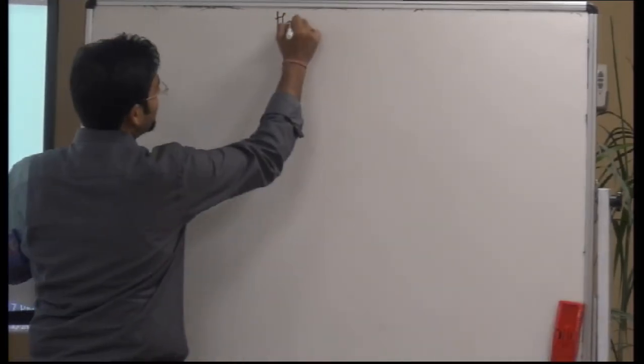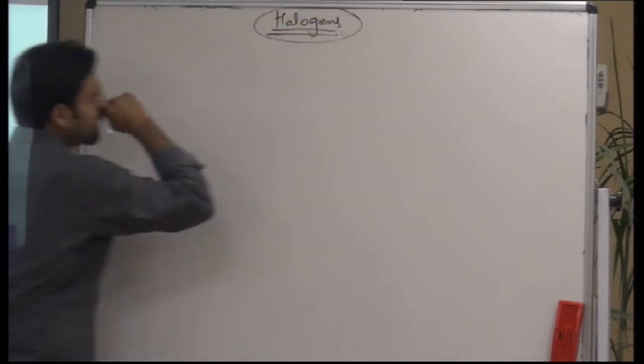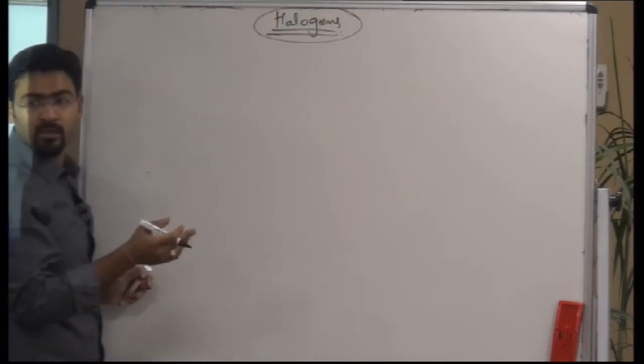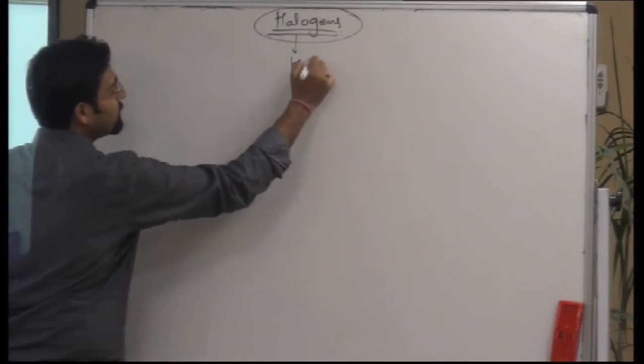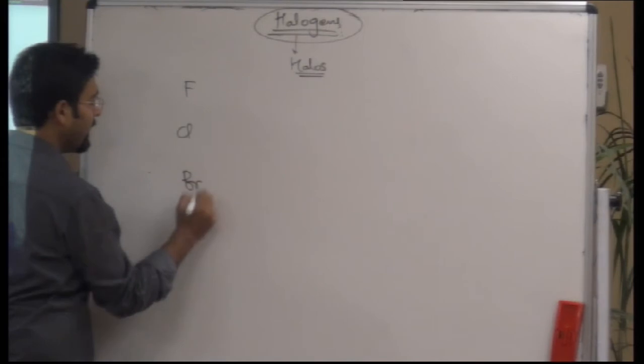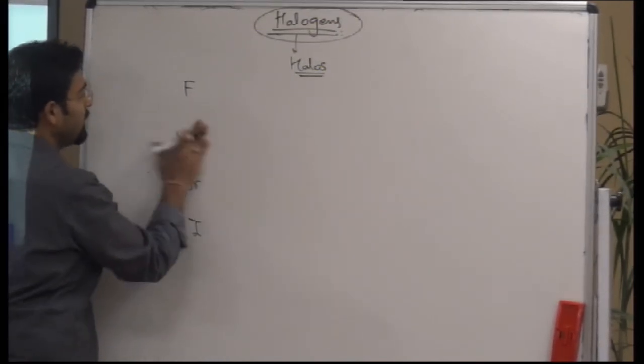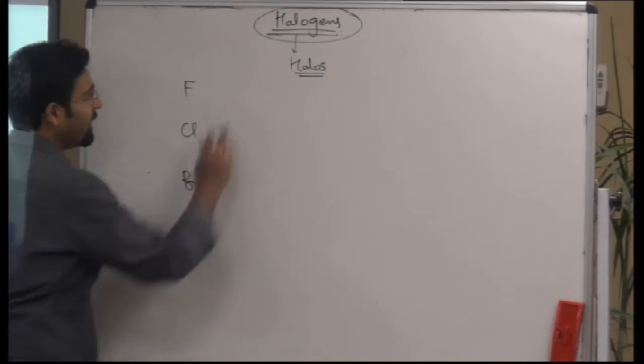So next is halogens. The name of halogens came from the word halos, which means sea salt producer. So fluorine, chlorine, bromine, iodine, and astatine. Astatine is radioactive, so we do not really study its compounds. So these are the four important halogens which we have.